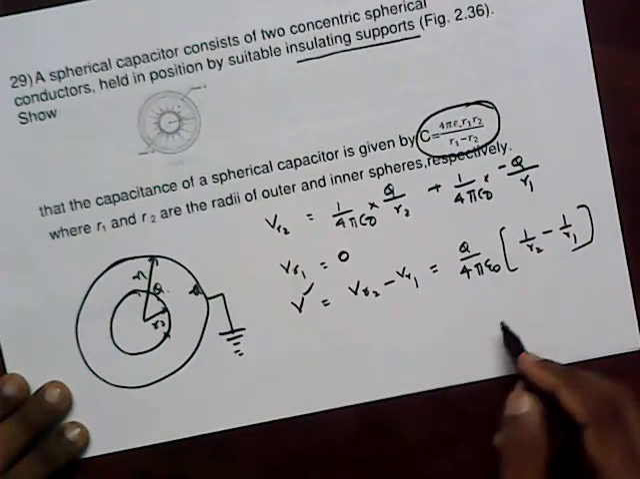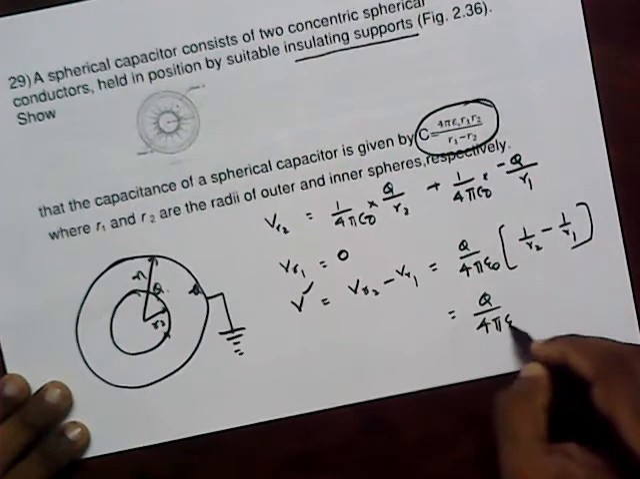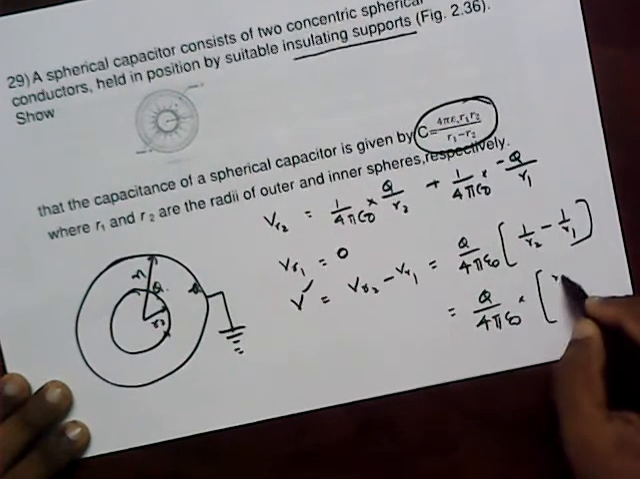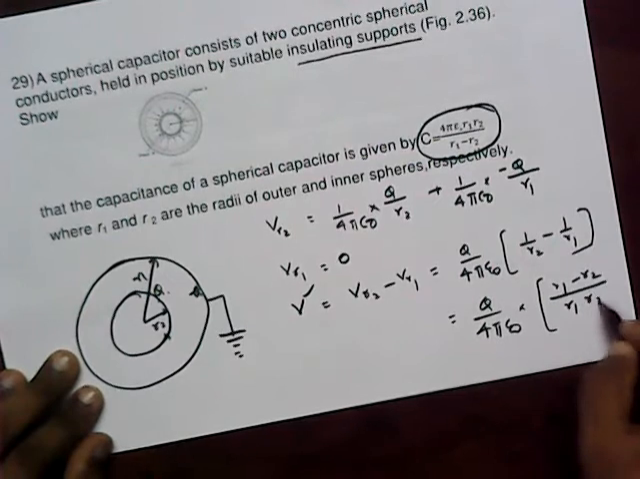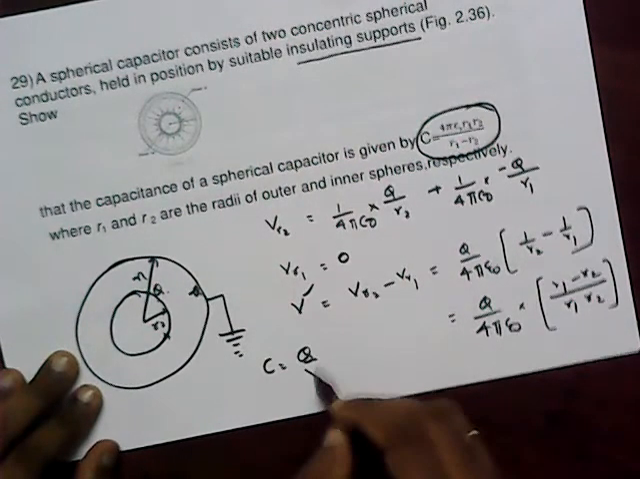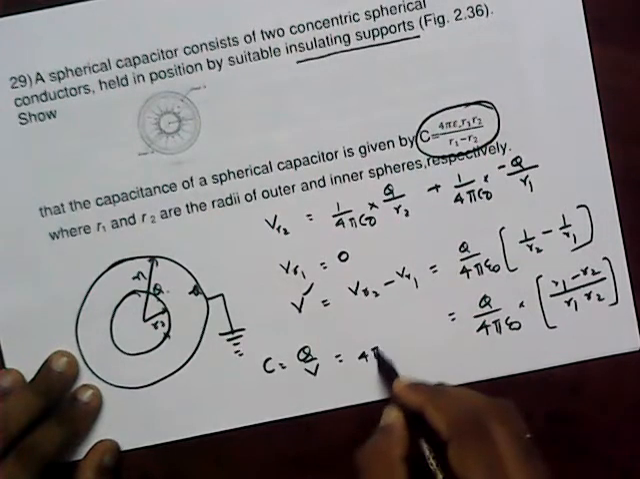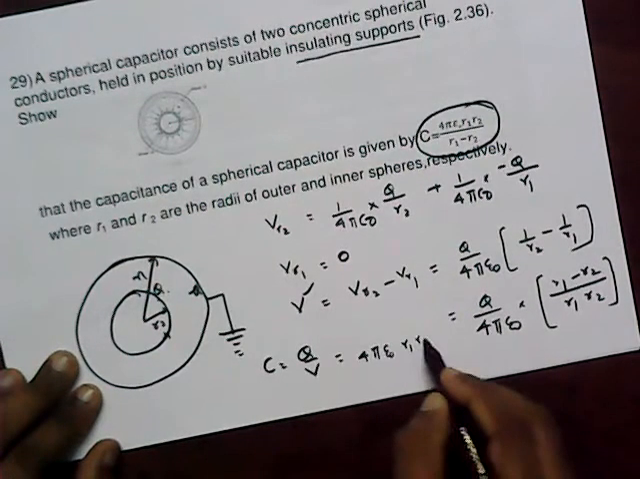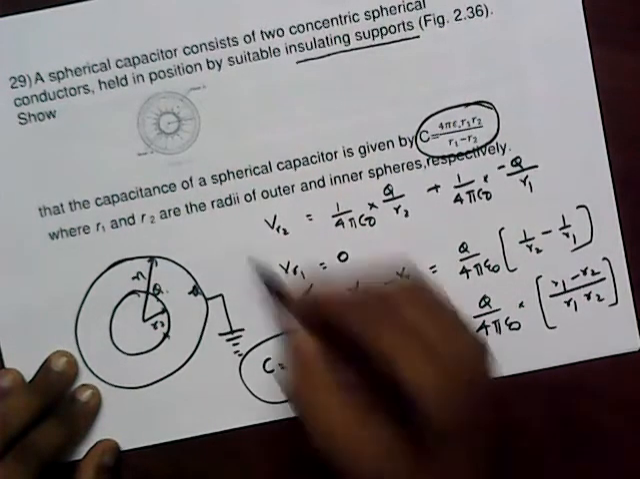But we know the concept. Just cross-multiplying, you get the value as R1 minus R2 divided by R1 R2. You know the capacitance is what? Q by V. So you just take it, and you get the value as 4 pi epsilon 0 R1 R2 by R1 minus R2. A good concept. So this is the procedure.